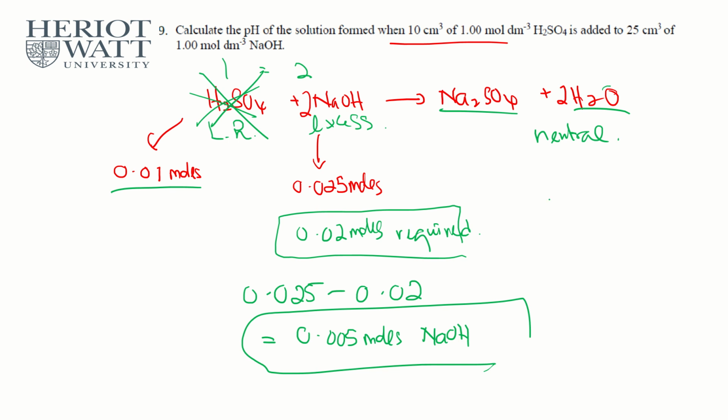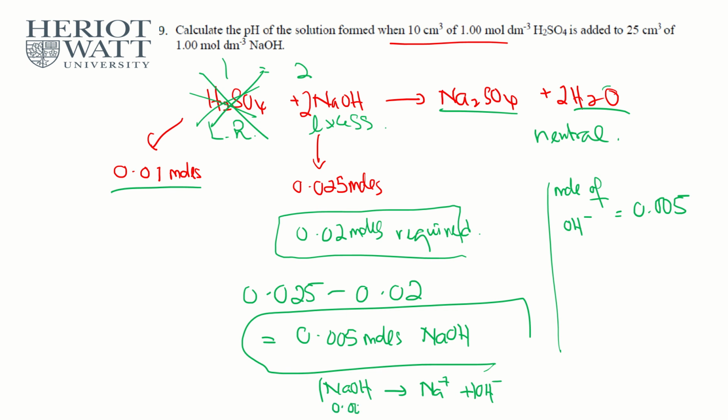Make sense? Okay, let's start with calculating pH. Now I have 0.005 moles of NaOH. What is the number of moles of OH-? Moles of OH- equals 0.005. Agree, guys? Because NaOH dissociates into Na+ and OH-. Ratio is 1 to 1. If this is 0.005, here should be 0.005 as well. So there you go, you get the moles of OH-, 0.005.